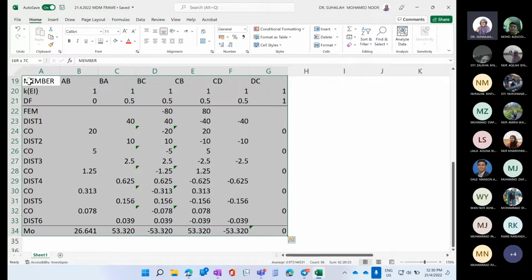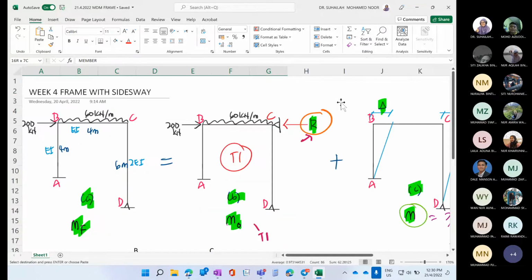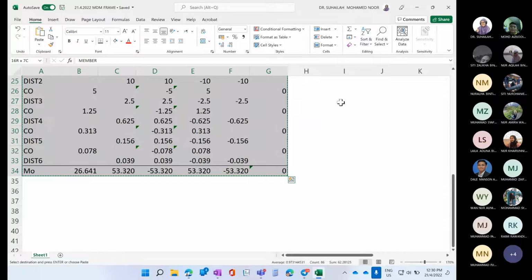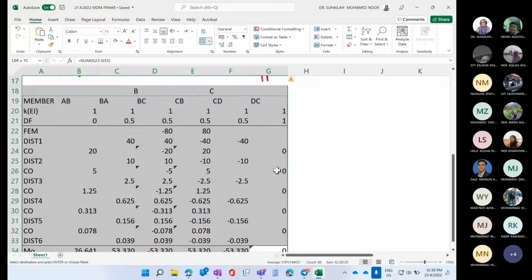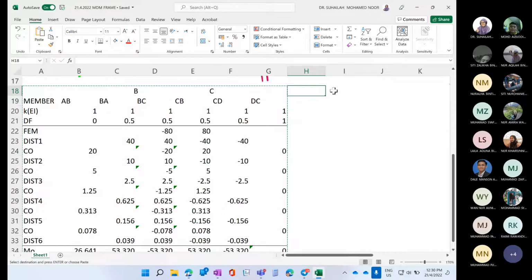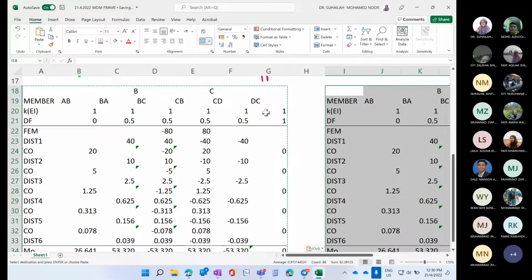Okay, so we want to move to table number 2. So I copy this one. Okay, copy.